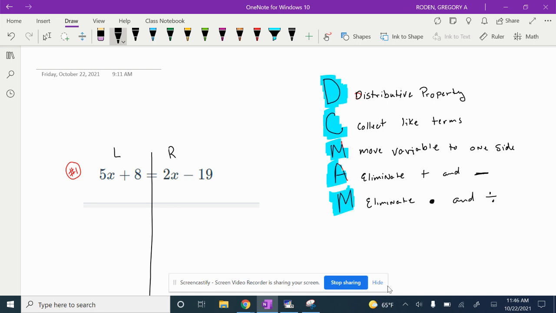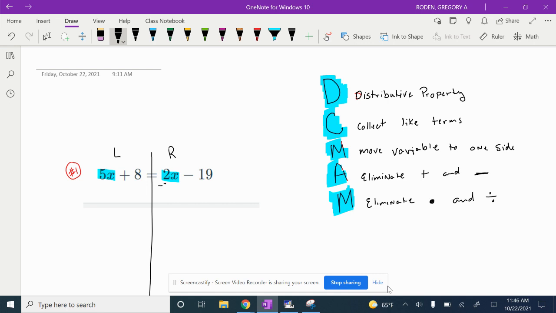So now the next thing I need to do is I need to move the variable to one side. Now I'm noticing I've got a 5x on one side and a 2x on the other side. I don't want that. I want them all on one side. So I like to, what I say, attack the weaker variable. Now some of you like to attack the stronger variable, and that's fine. You can still get the same answer. I like to attack the weaker one because I won't have to divide by a negative if I do that, but it's up to you.